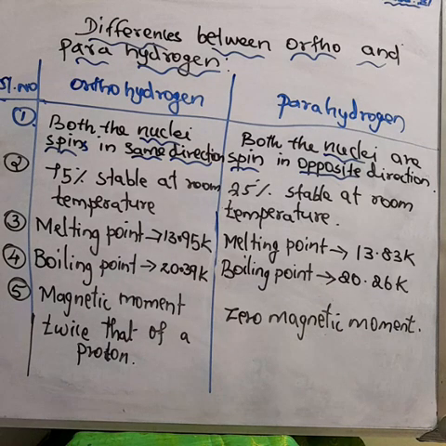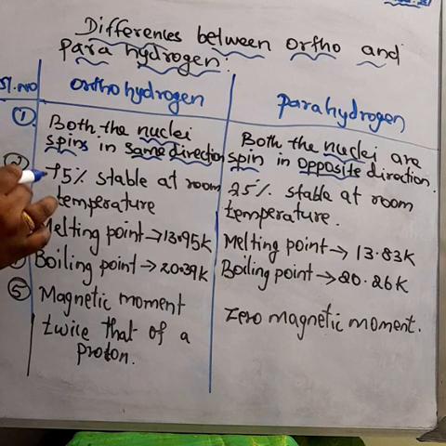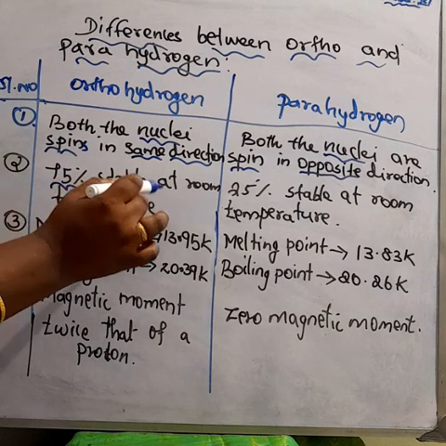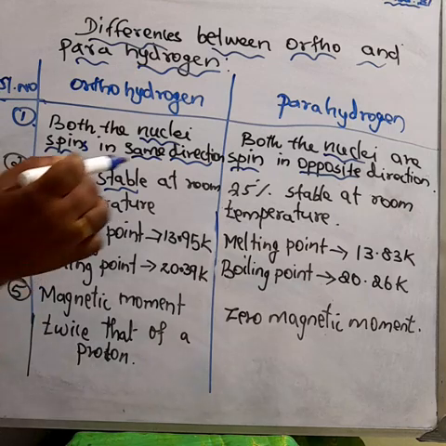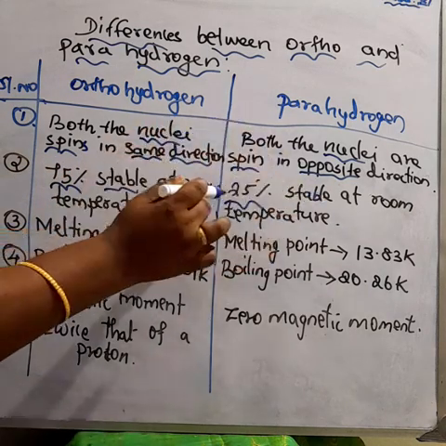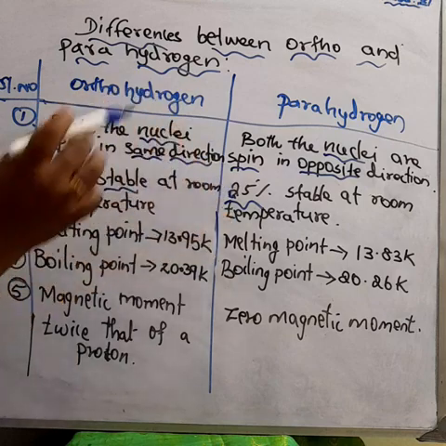And the second point: we know orthohydrogen is 75 percent stable at room temperature, but parahydrogen is 25 percent stable at room temperature. And what is the third point?